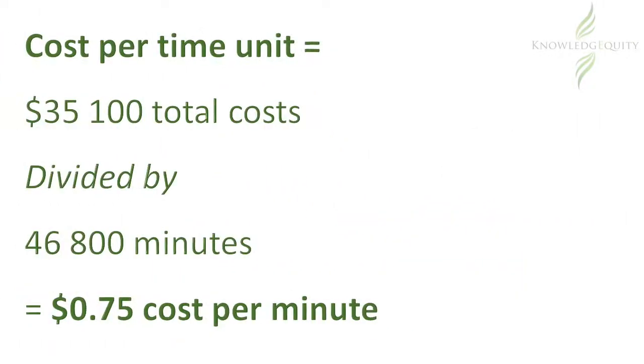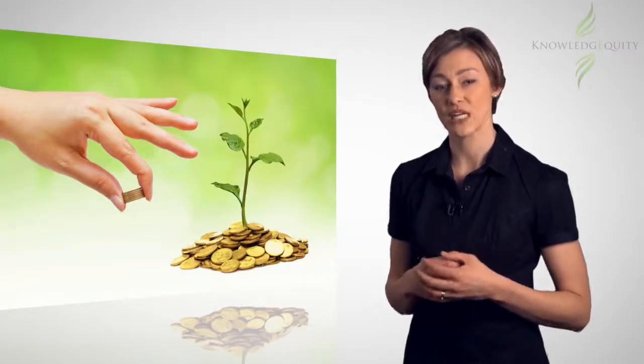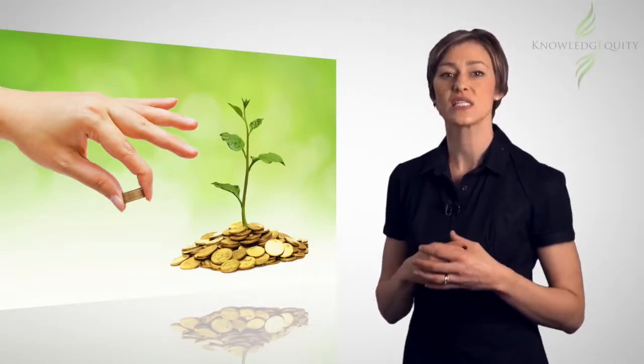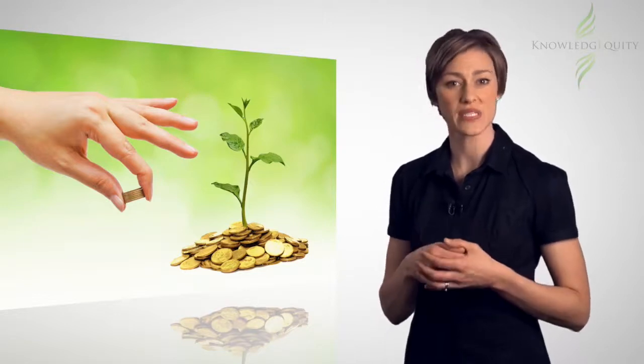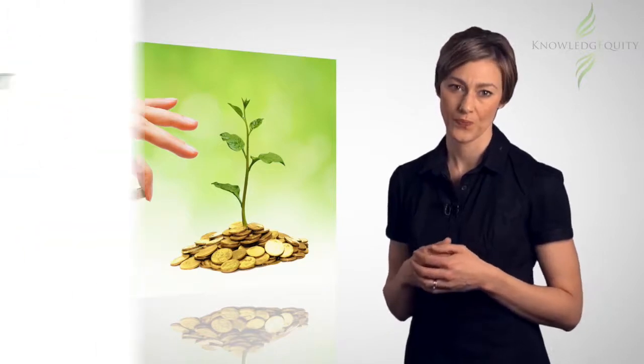If the total costs for this business unit are $35,100 per month, then dividing this by the practical capacity of 46,800 minutes gives us a cost per minute of 75 cents. Now that we have our cost per minute of capacity, we apply this to the activities undertaken by the sales administration team to determine what they are costing us.